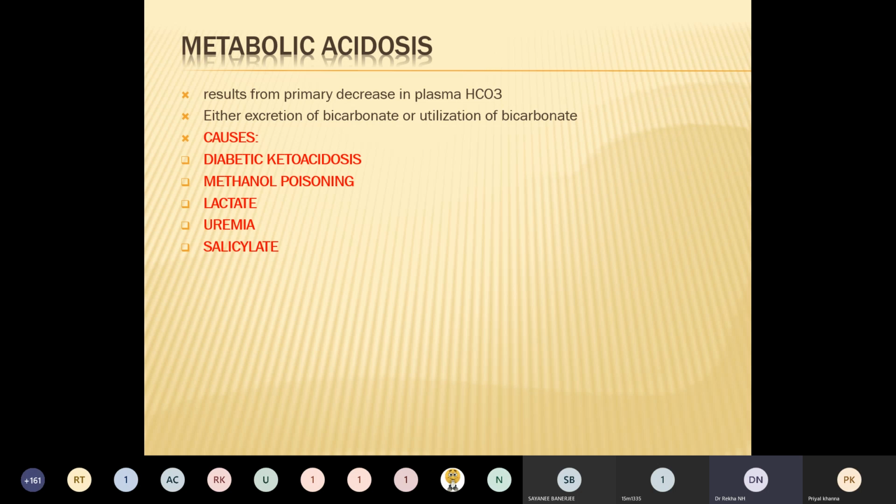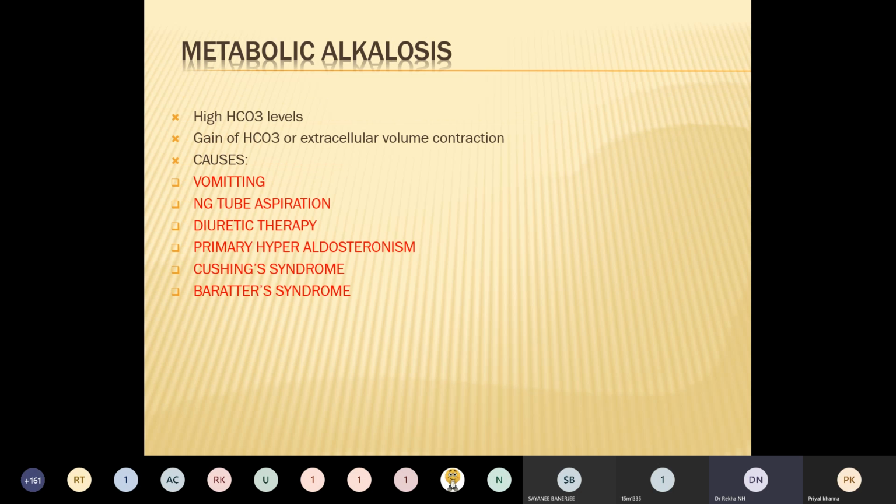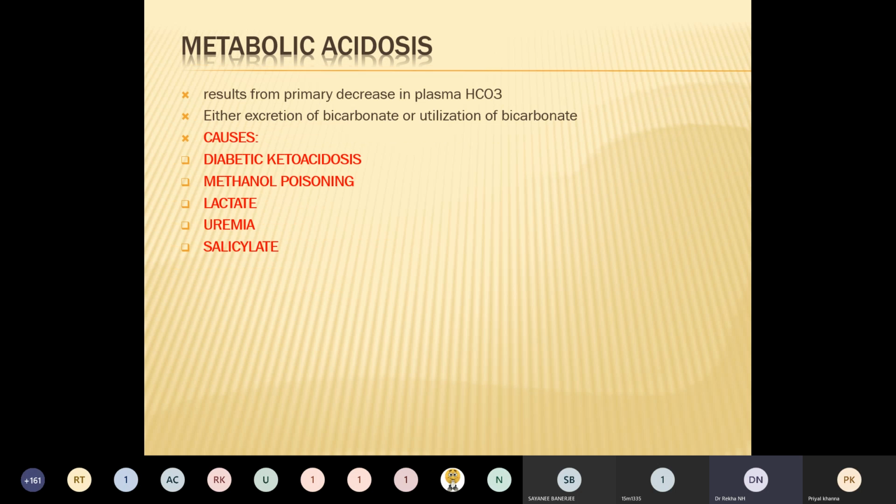Coming to the causes of metabolic acidosis, it results from a primary decrease in plasma bicarbonate. It can be either excretion of bicarbonate or utilization of bicarbonate. The commonest causes are diabetic ketoacidosis, salicylate poisoning, methanol poisoning, excessive lactate, usually in sepsis, and uremia. These are the common causes of metabolic acidosis.